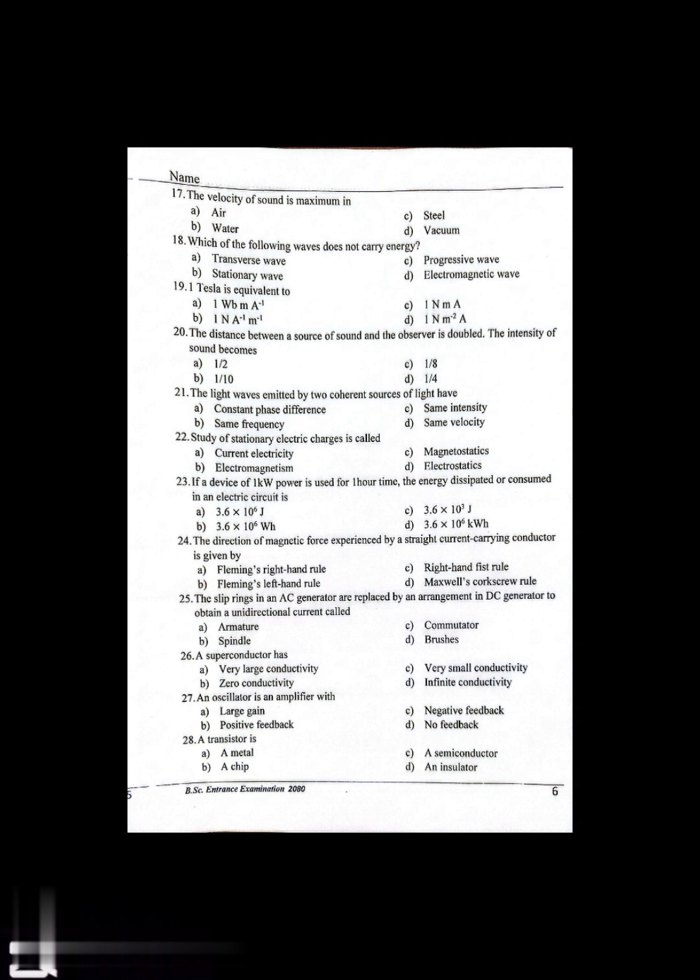27. An oscillator is an amplifier with A. Large gain, B. Positive feedback, C. Negative feedback, D. No feedback.